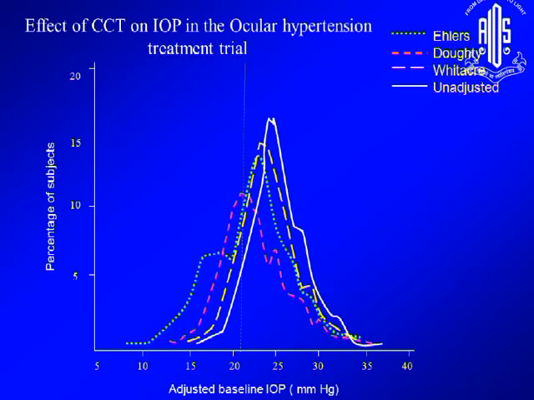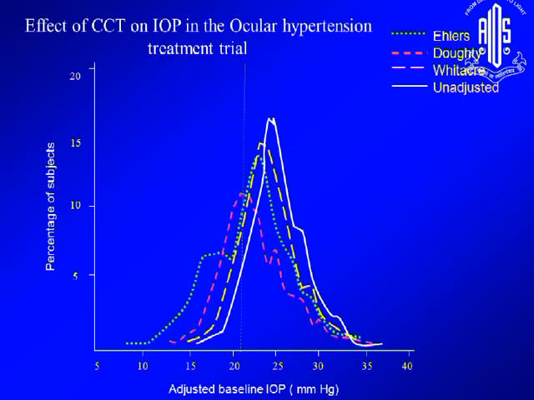What you see in the white graph there is a spread of central corneal thickness values in the ocular hypertension treatment trial. And each of these other graphs is what would happen to those values if you apply different corneal correction factors. And you see that the graphs change dramatically. So no single perfect nomogram exists for correcting central corneal thickness.